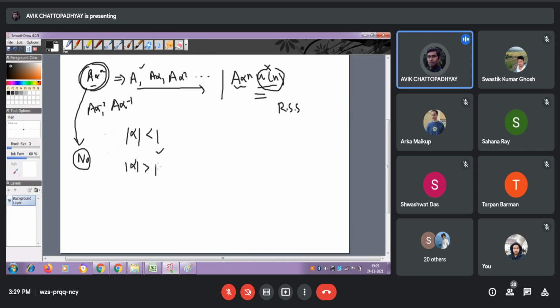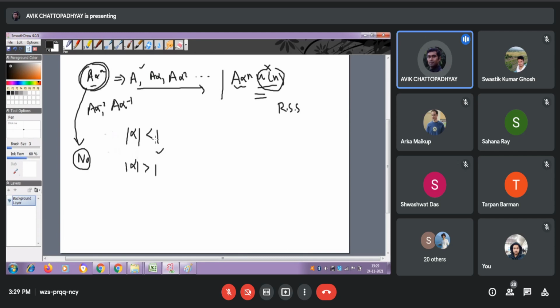That means there is no condition for which one can make it bounded for any value of alpha. Okay. So in general, I can say that alpha to the power n is unbounded, irrespective of the magnitude of alpha. We can say that. Okay.